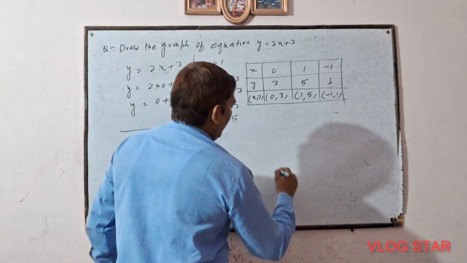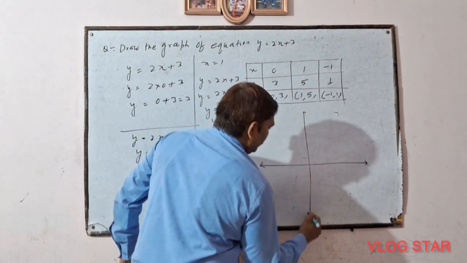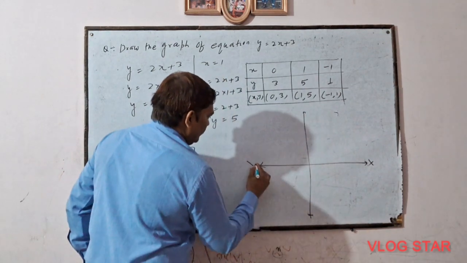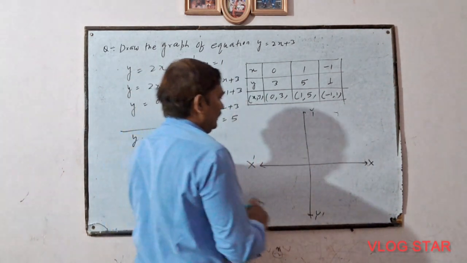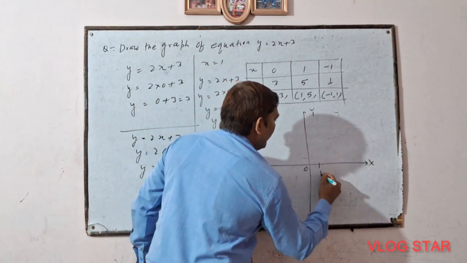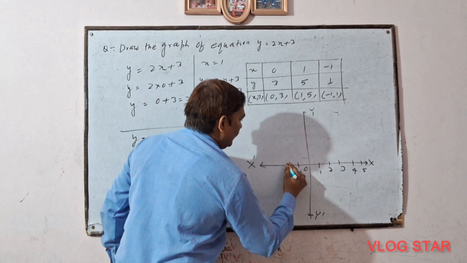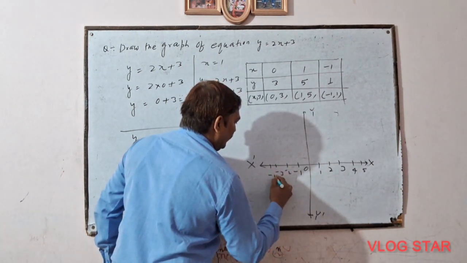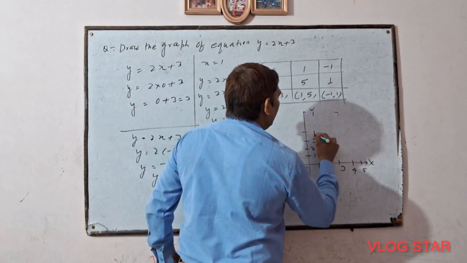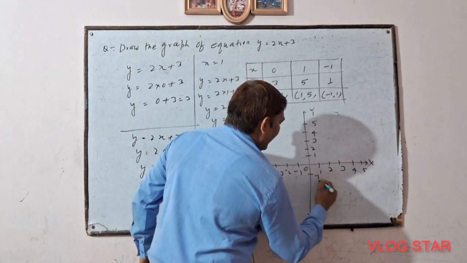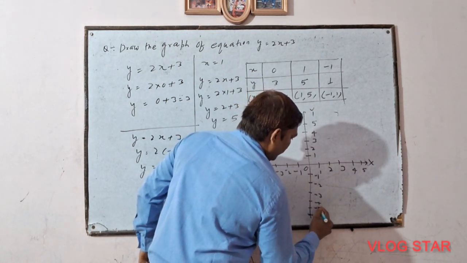Now see, we will plot the graph. These are the coordinate axes. This one is the x axis, this one is the x dash axis, this one is the y axis, and this one is the y dash axis. This is the origin. Now 1 2 3 4 5, this will be minus 1 minus 2 minus 3 minus 4 minus 5. Similarly on the other axis, 1 2 3 4 5 and minus 1 minus 2 minus 3 minus 4 minus 5.